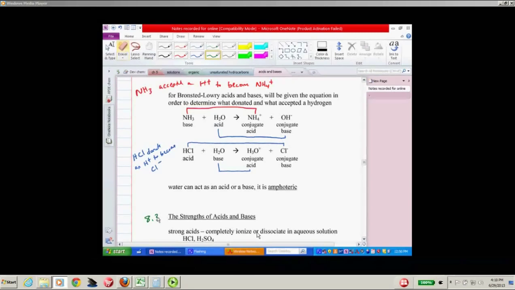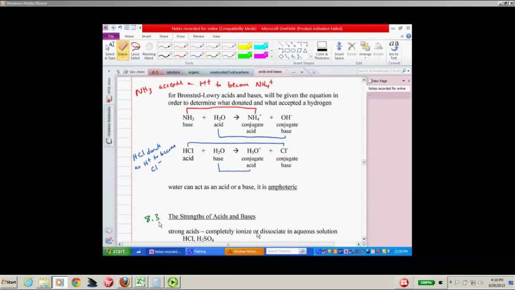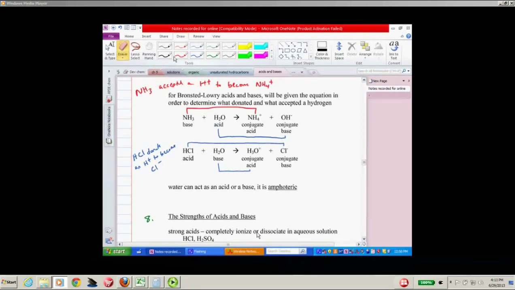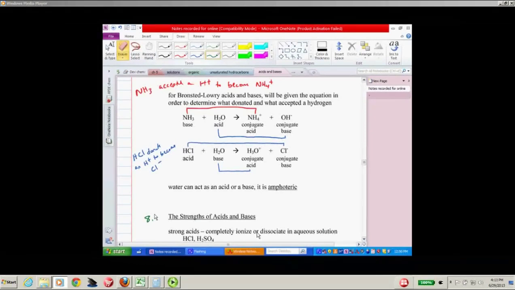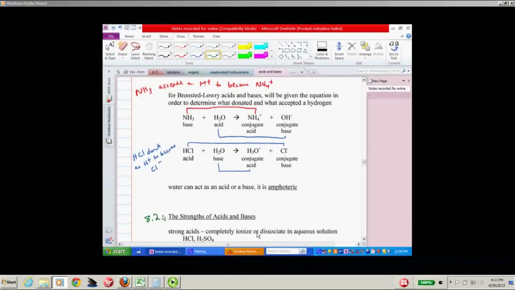Now the strengths of acids and bases. Acids and bases are electrolytes. So just like electrolytes, it's strong if it completely ionizes, and it's weak if it only partially ionizes.